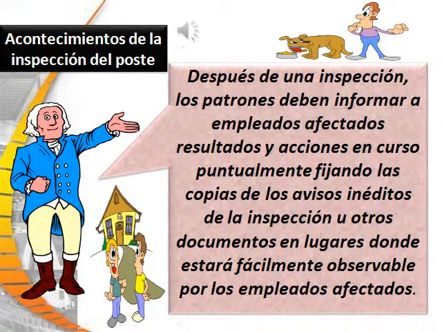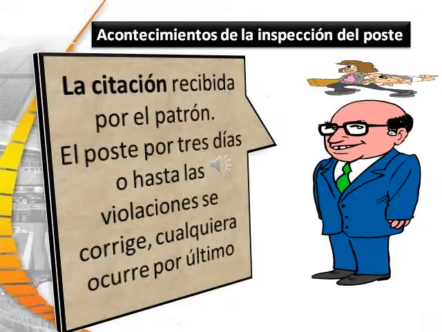After an inspection, employers must inform affected employees of the results and ongoing actions by promptly posting copies of unedited inspection notices or other documents in places where they are readily observable by the affected employees. Post-inspection events continued. The citation is received by the employer and must be posted for 3 days or until the violation is corrected, whichever occurs last.